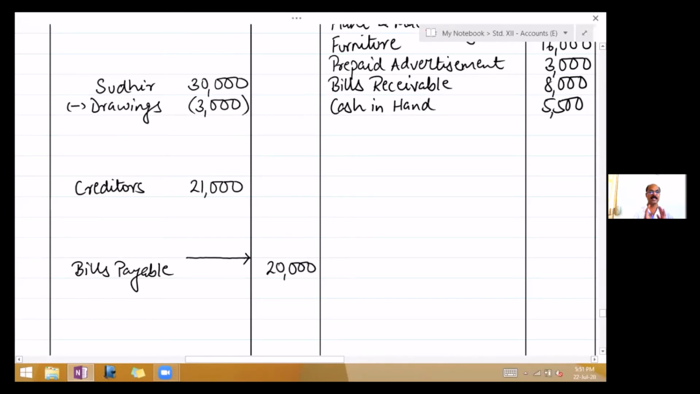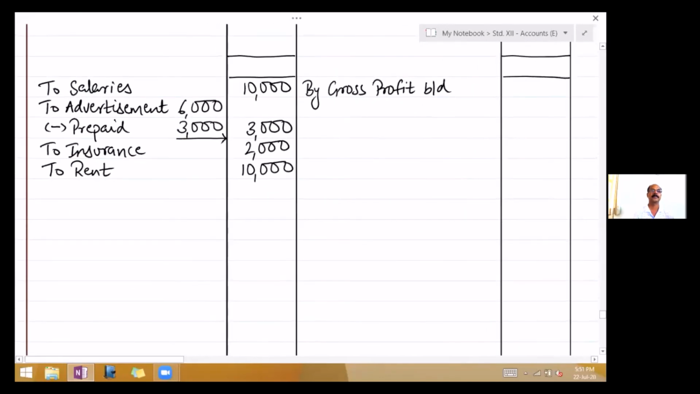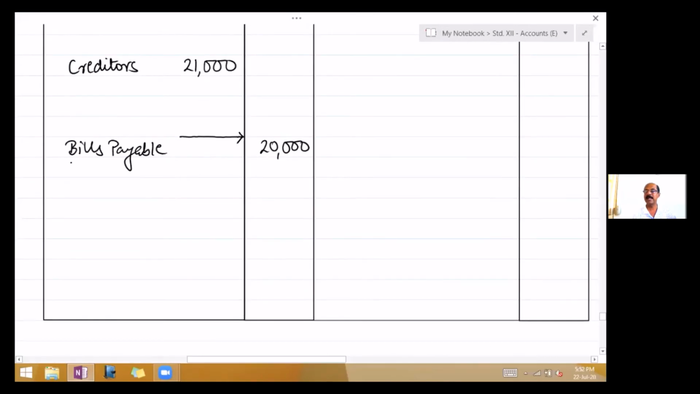Discount 5,000. This is a credit balance in the trial balance. So go to the credit of the P&L account, by discount 5,000. And last you have outstanding rent 1,500. Any outstanding expenditure is a liability. You go to the liability side. Outstanding rent 1,500. Okay, that's it. We finished with the trial balance, students.